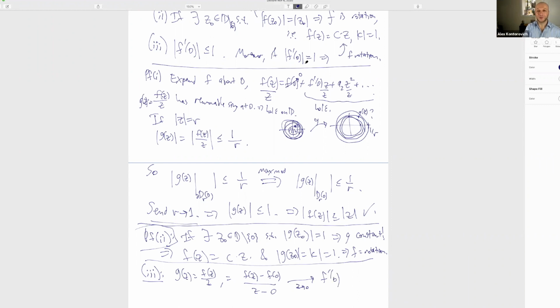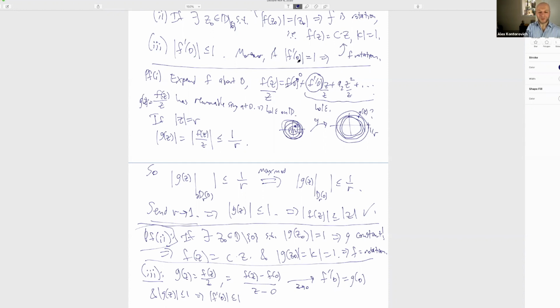Everybody sees. I mean, this was already obvious here, right? G, we divided by Z. So G of 0 is F prime of 0. And G is bounded by 1 everywhere, which implies F prime of 0 is bounded by 1. So that's the first part.